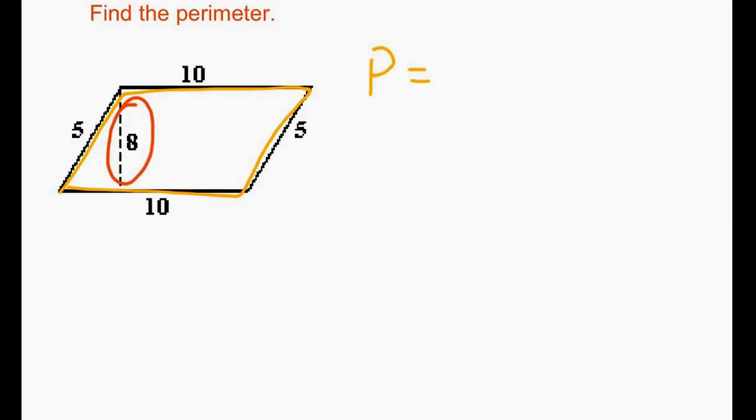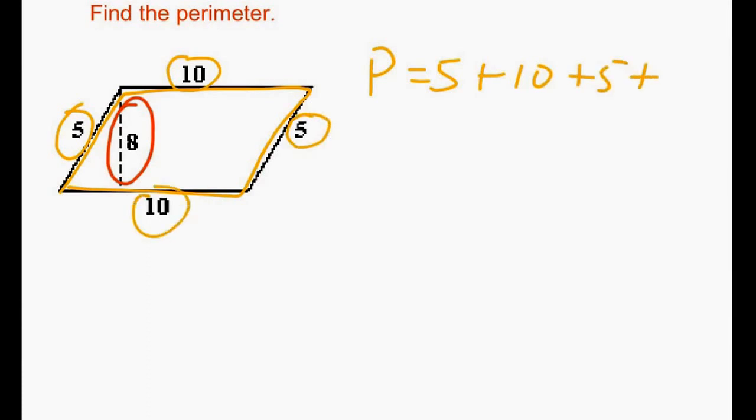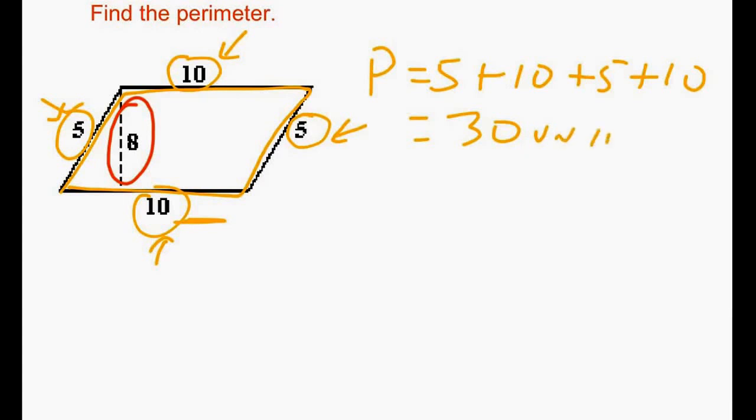So basically, what we're doing is we're adding 5 plus 10, just going right around, plus 5 plus 10. And you probably notice that it's similar to a rectangle where these two sides are the same measurement and these two sides are the same measurement. If I add all that up, I get 30, and there's no unit of measure there, so we can say 30 units.